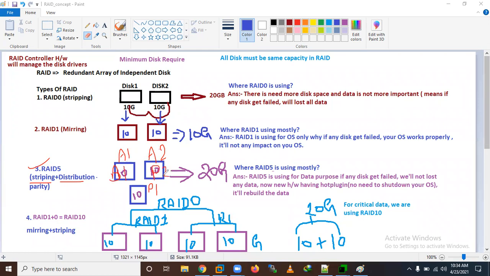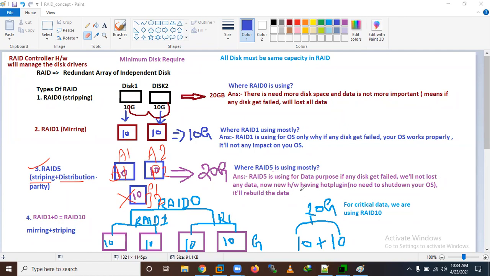Now P2 parity came here, and B2 came here. So it is changing the parity, distributed parity. Parity means it is a kind of backup, you can say. If any disk fails here, suppose 1 disk fails, there is no impact on RAID 5. RAID 5 is used for data purposes. If any disk fails, we will not lose any data.